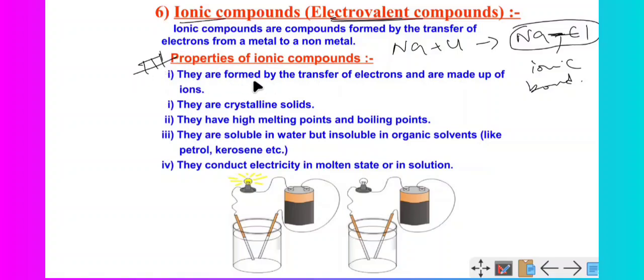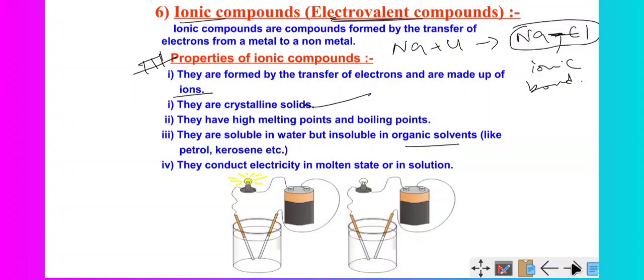They are formed by transfer of electrons and are made of ions. They are crystalline solids with high melting and boiling points. They are soluble in water but insoluble in organic solvents like petrol, kerosene, etc. They conduct electricity in molten state or in solution, but remember, they cannot conduct electricity in solid state.